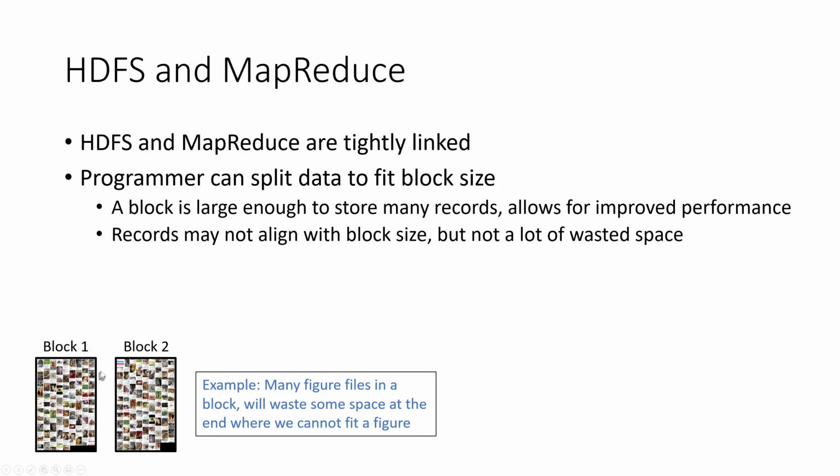Here we have 2 examples. There's block 1 with many figures and then block 2 with other figures. And there's some space at the bottom, this little black square over here that's wasted because we didn't have any figure that fits in that little space. But it's only a small fraction of the block because we can keep adding figures until we get very close to the 128 megabyte limit and can't add any additional figures.